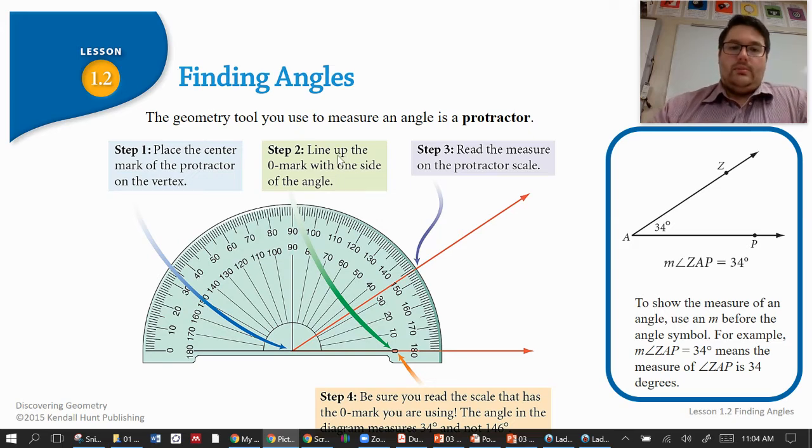The next step is to line up the 0 mark with one side of the angle. Most protractors have a 0 on both sides. You can use either one, but whichever 0 you line up, you're using that scale. If we lined up the 0 on the inside scale, we're using the inside scale. If we had lined up the 0 on the outside scale, we'd be using the outside scale. So this angle is about 34 degrees, not 146 degrees. When you measure it, make sure you're reading off the correct scale.